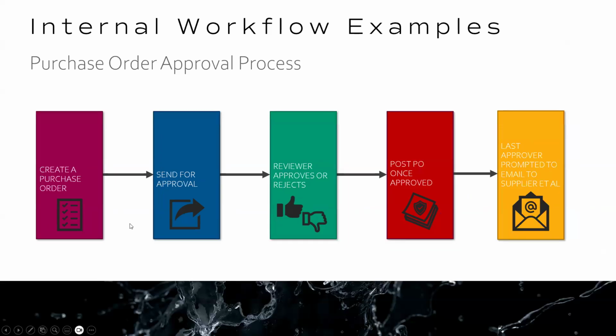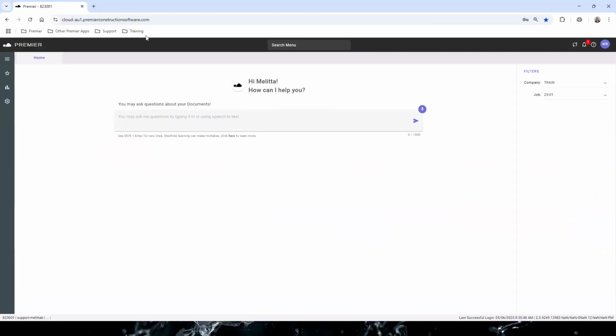So let's have a look at another example of an internal workflow. Being your POs, it's much the same: when we create the PO, we can then route it for approval. The approver either approves or rejects the PO, and the PO then automatically posts. And then when the last approver does their bit, you can set this up so the PO is just marked off as completed, or have them prompted to send this out to the vendor. So let's go into the system and have a look at how we set up an AP invoice workflow.